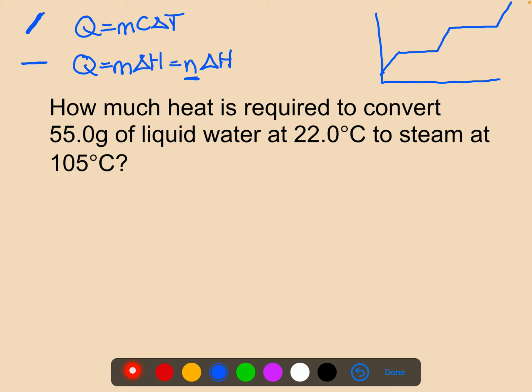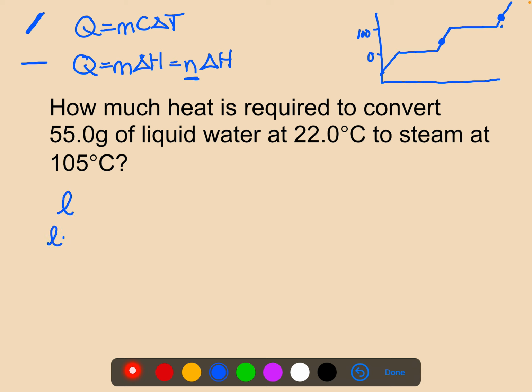But looking at this problem, it says we're converting from liquid water at 22 degrees Celsius. So remember, our flat lines are at 0 and 100. So 22 degrees Celsius is going to be here somewhere in the liquid stage. And we're going into steam at 105 degrees Celsius. That's going to be up here in the gas stage. So in order to connect those dots, we have to go through 3 different line segments. We have to go up the liquid line segment.